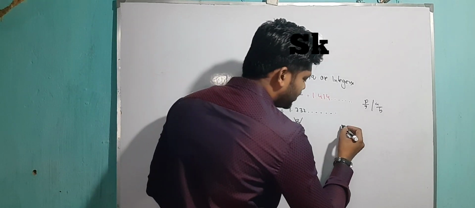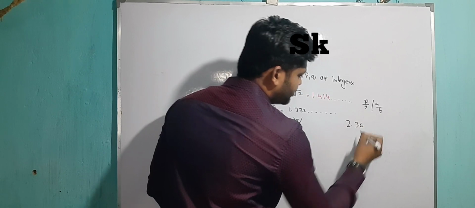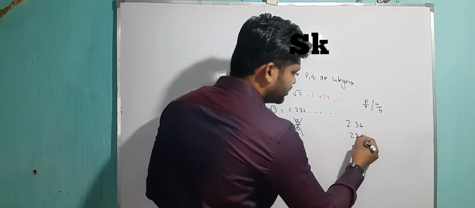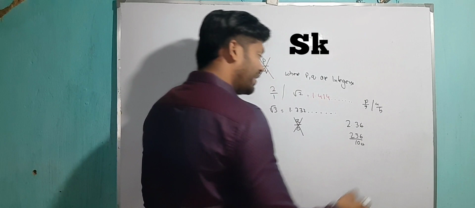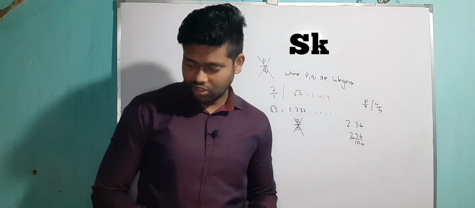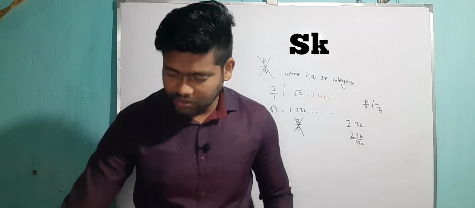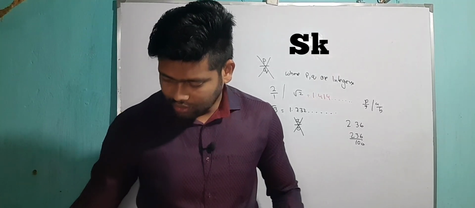Now for example this one, 2.636 is done. So we can express this as 2636 by 1000. So it's a rational number. Clear? So you understood? Okay, when you have understood, my work is done.